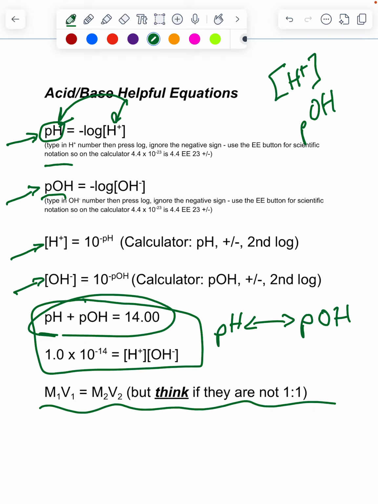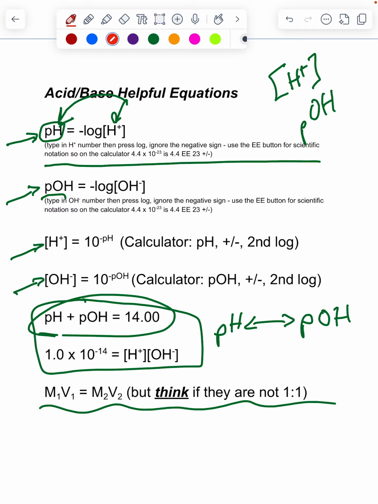But I want to point out something else awesome about this sheet I'm giving you. I tell you exactly how to put it into my calculator, okay? So for pH, you're going to type in the H concentration, and then you're going to press log. Don't forget, you're going to have to do scientific notation. You need to use the EE button. If you don't, you're going to get a weird answer.